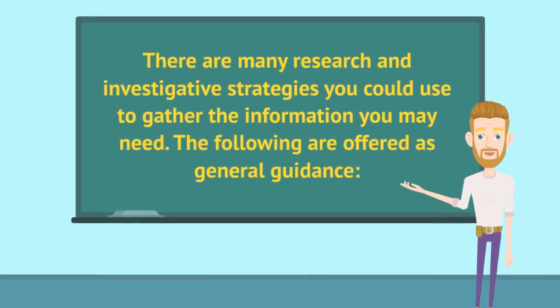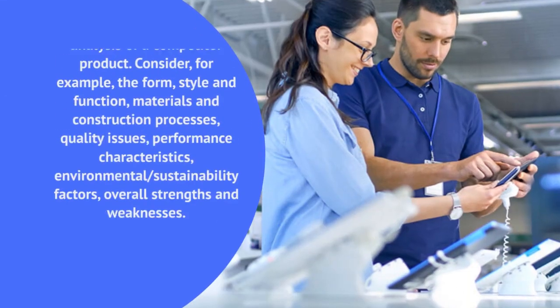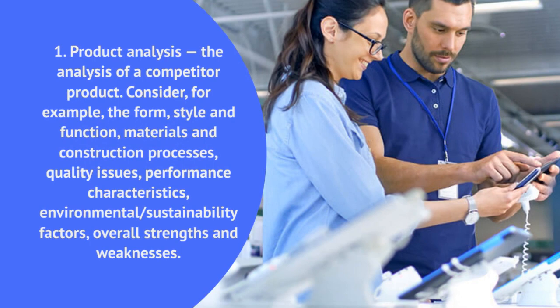There are many research and investigation strategies that you could use to gather information you may need. The following are offered as general guidance. Number 1. Product analysis. The analysis of a competitor's product. Consider, for example, the form, style and function, materials and construction processes, quality issues, performance characteristics, environmental and sustainability factors, also strengths and weaknesses.